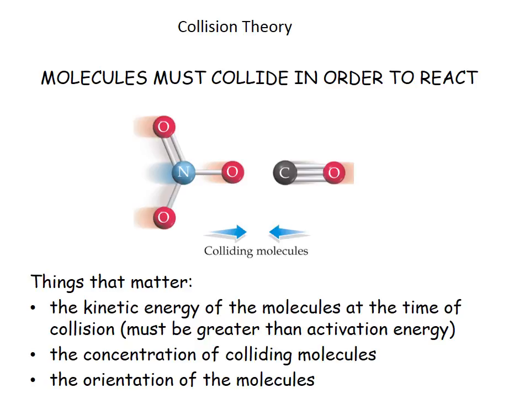The concentration of colliding molecules traditionally influences the rate of reaction because the more molecules we have in solution or in the sample, the more often they will collide with each other and the more often they will result in an effective collision. And the third thing that matters is the orientation of the molecules. They should be oriented correctly in order to react. If they are oriented incorrectly, then the collisions will be ineffective. We're going to talk about all three of these a little bit more now.